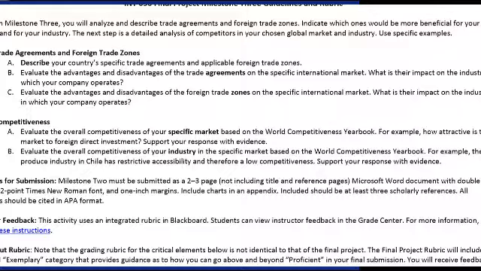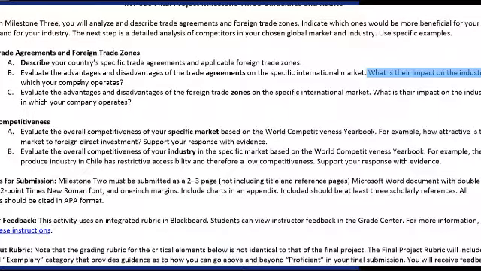Then what we're going to do is look at their impact on the industry in which your company operates. So you start on the market, Switzerland, and then ask what the impact of those trade agreements and foreign trade zones is. But the first one here is your trade agreement: advantages and disadvantages of the trade agreements on the specific international market. Address this, please. Then, after you address this, what is their impact on the industry in which your company operates?